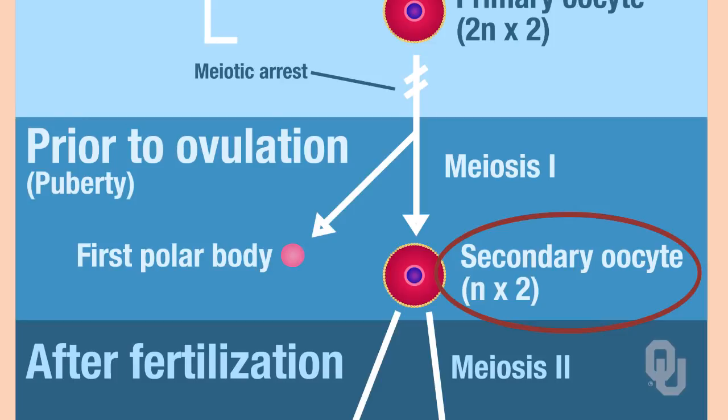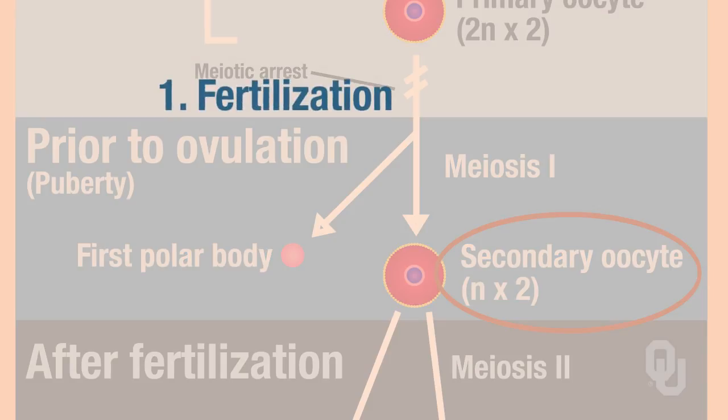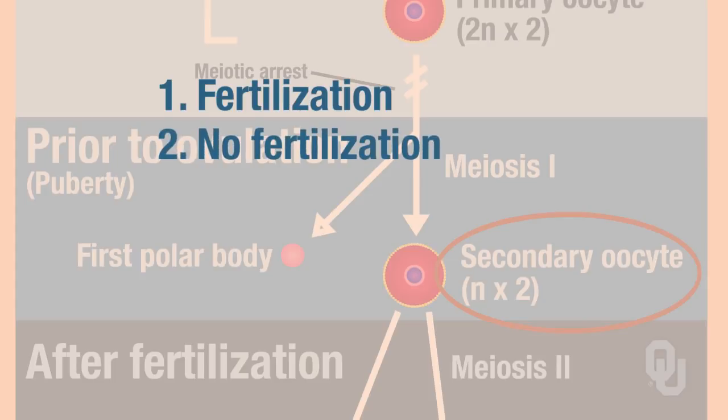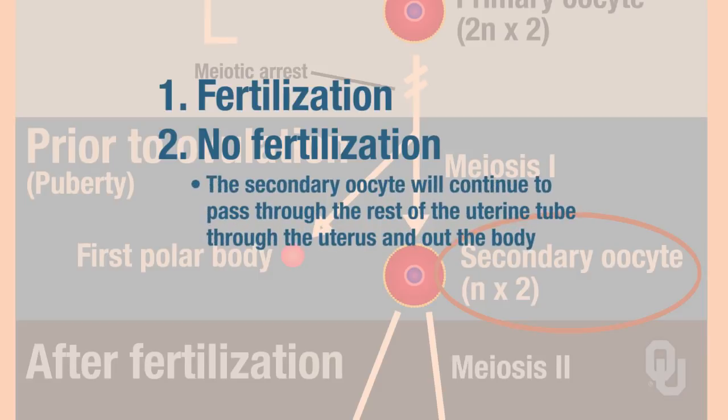The secondary oocyte is what leaves the ovary and enters into the uterine tube. So when the secondary oocyte gets into the uterine tube, one of 2 things can happen. Fertilization could occur, considering there are sperm in the uterine tube, or fertilization might not happen. If no fertilization occurs, then the secondary oocyte will continue to pass through the rest of the uterine tube, through the uterus, and out the body.